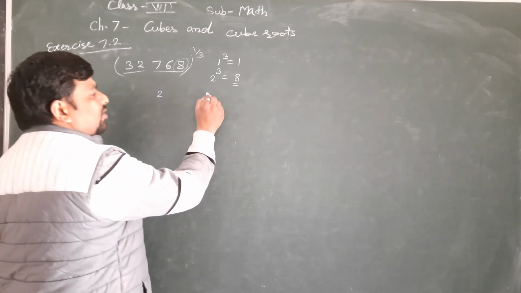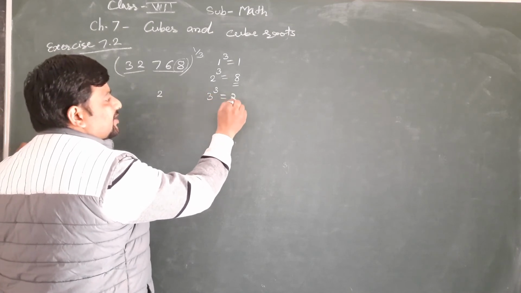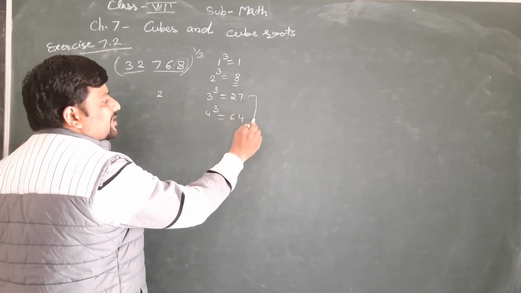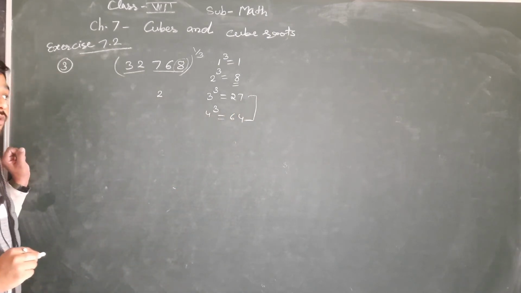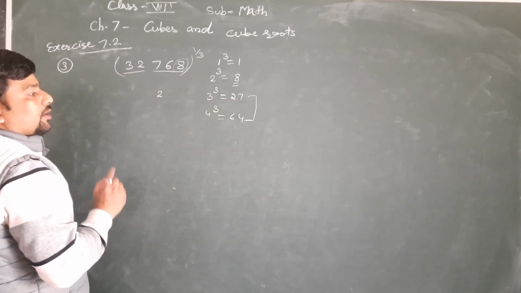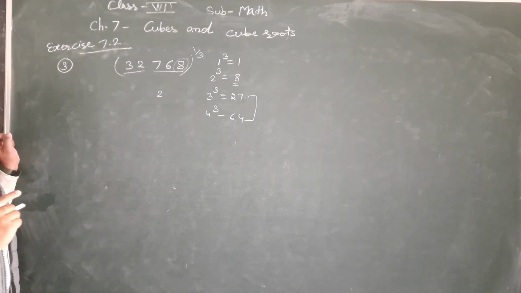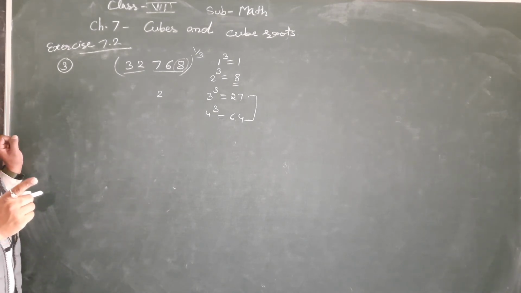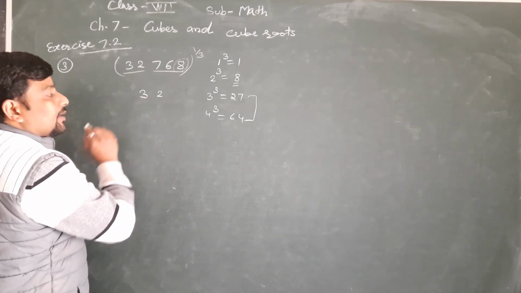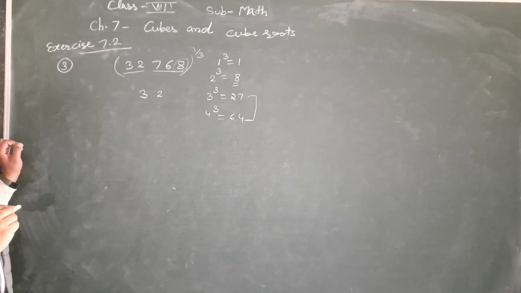So we will go for 3 cube, 27, 4 cube, it's 64. So 27 and 64, 32 is between 3 cube and 4 cube. And as we know 32 is in between 27 and 64. So the number which is smaller of 3 and 4 is 3. So the tens place will be 3. 32 will be the cube root of the given number.